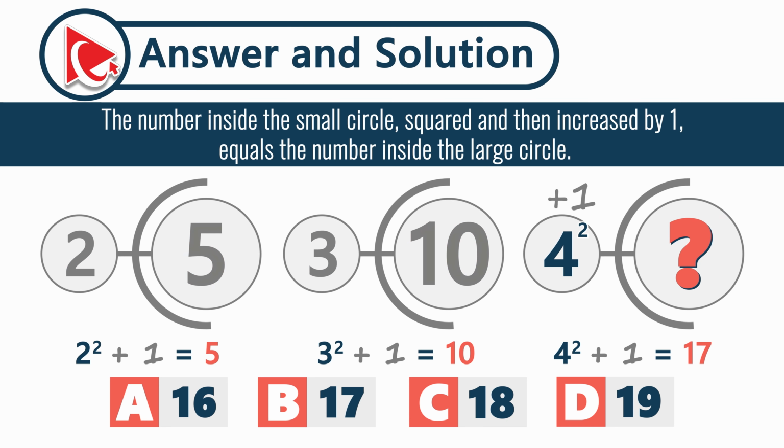4 squared plus 1 equals 17, and the correct answer here is choice B, 17.